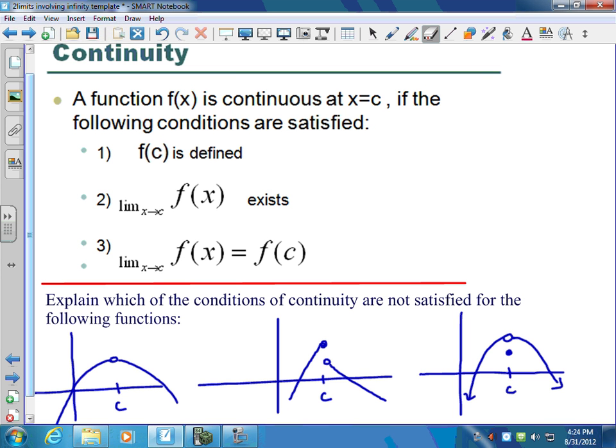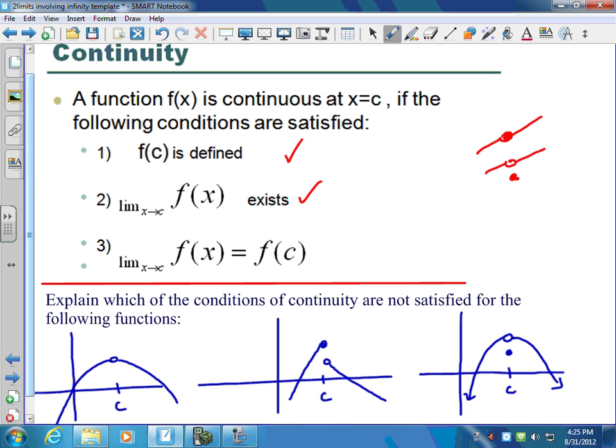First condition, the function itself must be defined at that value. So it cannot be like this. If it's just a hole, you have no idea what's happening there, it's not going to be a continuous function. It has to be defined there, whether it's here or whether it's there, but you have to have a filled in dot. You cannot skip a point, basically. It must be defined.